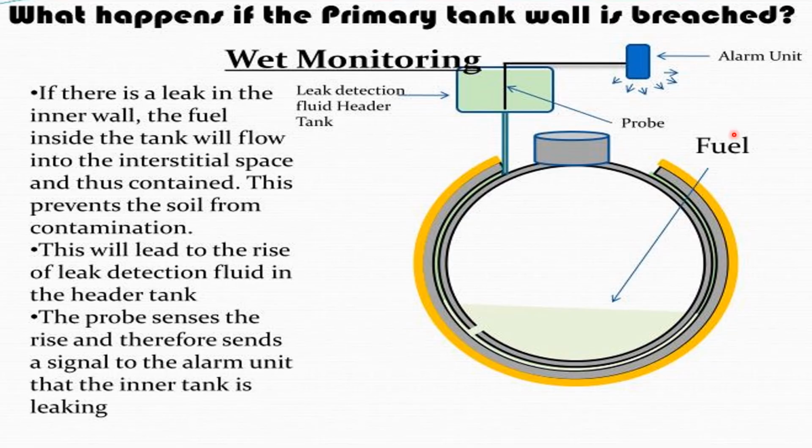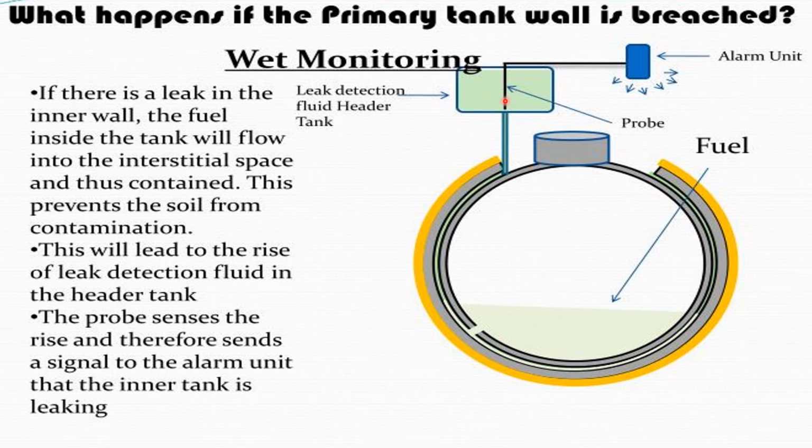So if the primary tank wall is breached, you will have fuel either getting out into the brine solution, but most likely what will happen is the brine solution level will drop, because the head of the brine solution is higher than the fuel in the tank.